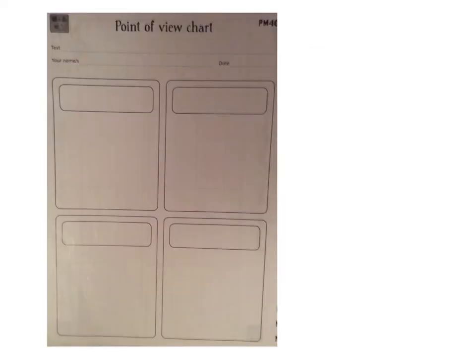One activity we can do to help us with the skill of synthesising is to use a point of view chart. This helps us to look at different people's point of view. So what we're going to do today is we're going to have a look at a story, and then we're going to look at the point of view of 4 different characters from that story.